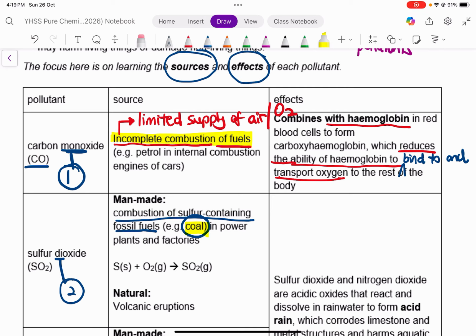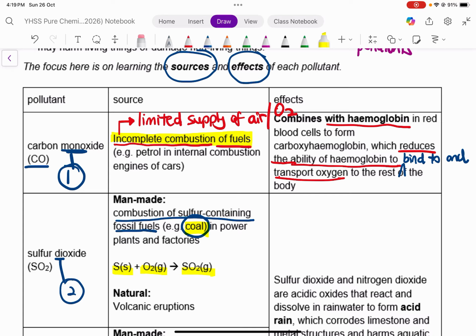So coal is a solid rock which can be burnt as a fuel. However, the problem is coal contains quite a lot of sulfur. So when coal undergoes combustion, burning, it actually releases sulfur dioxide because the sulfur reacts with oxygen to form sulfur dioxide. So combustion of coal very often results in formation of quite a lot of SO2.